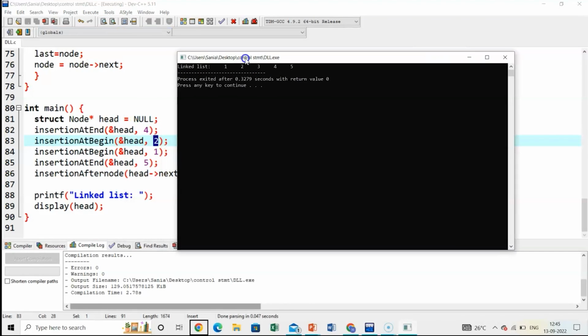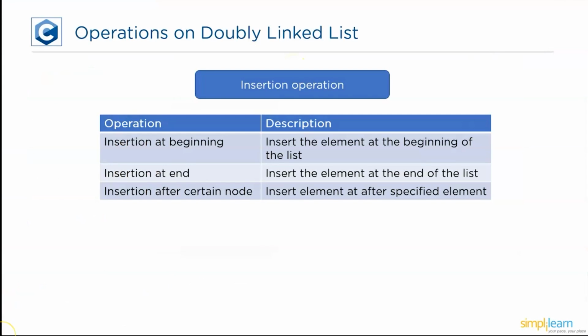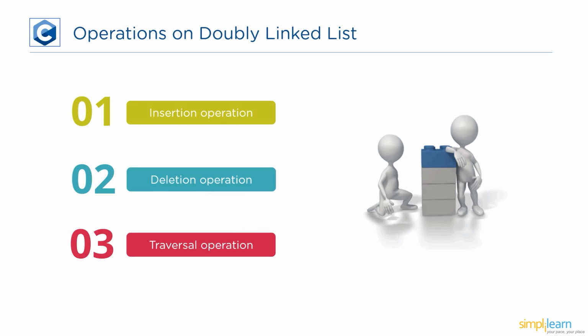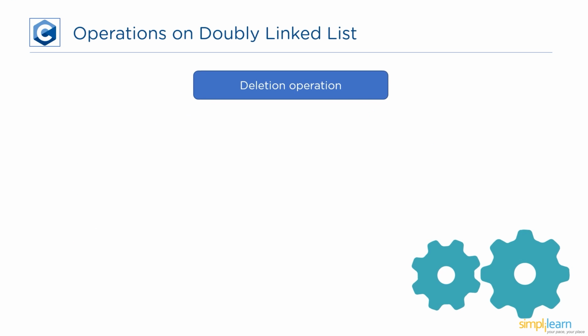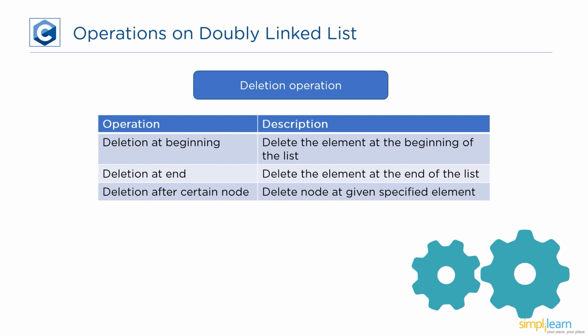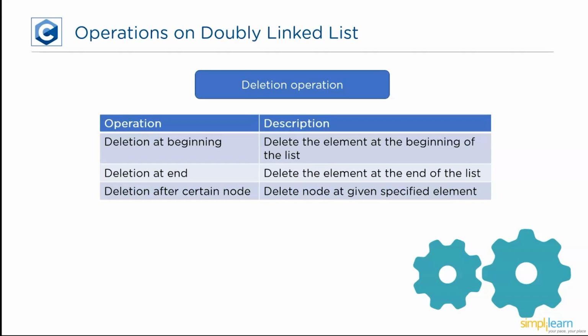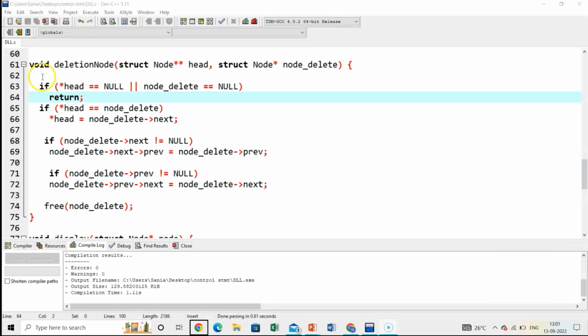So as you can see, the elements are listed in a proper way. That means we have the elements 1, 2, 3, 4 and 5. Followed by that, we have deletion operation to delete from the beginning, delete from the end, and delete after a specific node. So now let's run the program. So now we are going to perform the deletion operation.